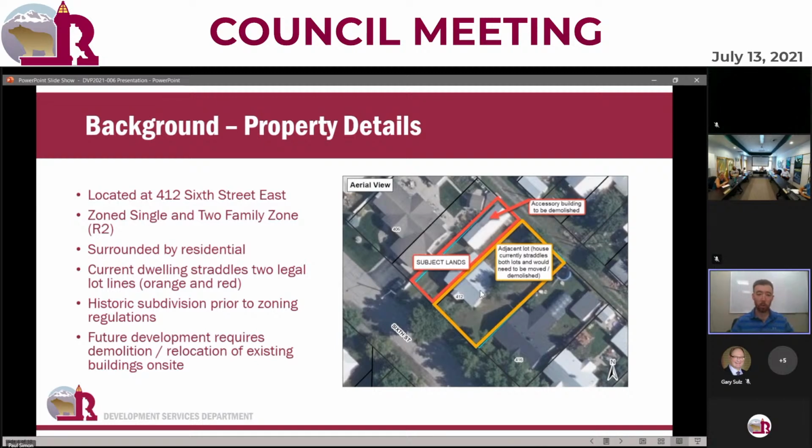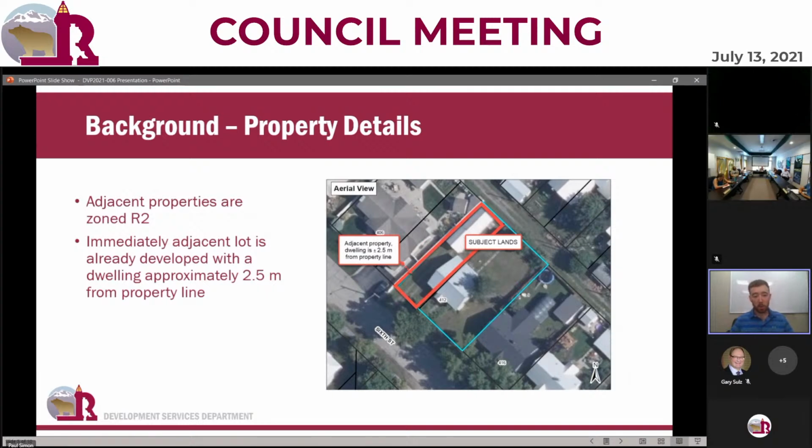This is a historic subdivision prior to the zoning regulations that would regulate items such as minimum lot size as well as minimum lot frontage. So future development on this lot, and again, keep in mind future development would be development on the red lot, which is the lot in question today, and then development on the orange lot at a future date would require demolition and or relocation of all existing buildings on site.